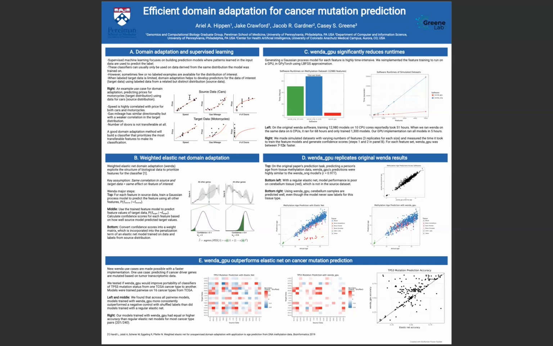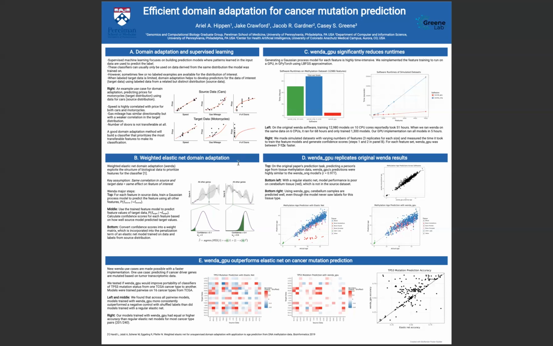A feature like speed may be highly correlated across both cars and motorcycles. Gas mileage may have similar directionality, but with a weaker correlation in the target distribution. Other features, like number of doors, may not be transferable at all to the target distribution. A good domain adaptation method will build a classifier that prioritizes the most transferable features to make its classification.